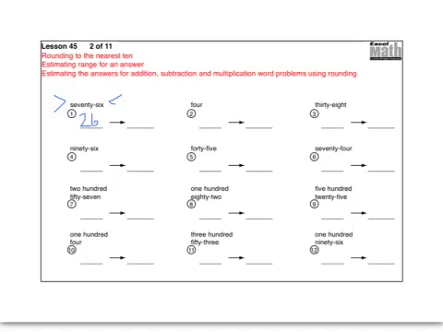Now let's round that to the nearest 10. Well, we've got 10, 20, 30. And 26 is closer to 30 than it is to 20. So write 30 right there.